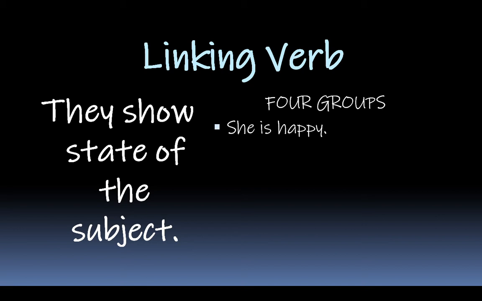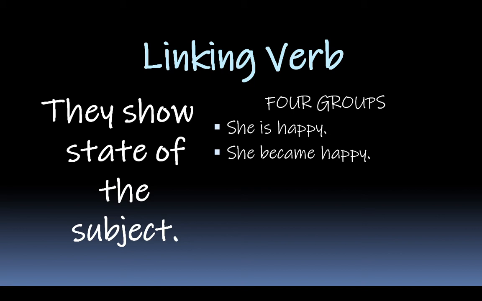There is another way in which the state of the subject can be indicated. And here we come to the second group or the second category of linking verbs. We'll call it become group. The first group simply indicates in which state the subject is. This second group indicates transition of state of the subject from one state to another state. She is happy and she became happy.